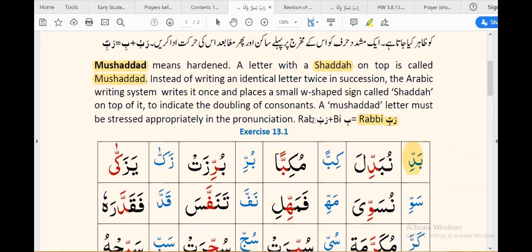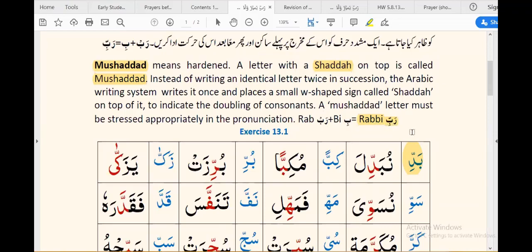A mushaddad letter must be stressed appropriately in the pronunciation. The example they have given over here is the word Rabbi. As you can see, Ra has a fatha followed by a ba, and it has a shadda on top. This small W-shaped sign is called a shadda. That means you have to join the previous letter onto the mushaddad letter. In this case, the mushaddad letter is ba because it has a shadda on top. When you join it together, you have to stress on the mushaddad letter.